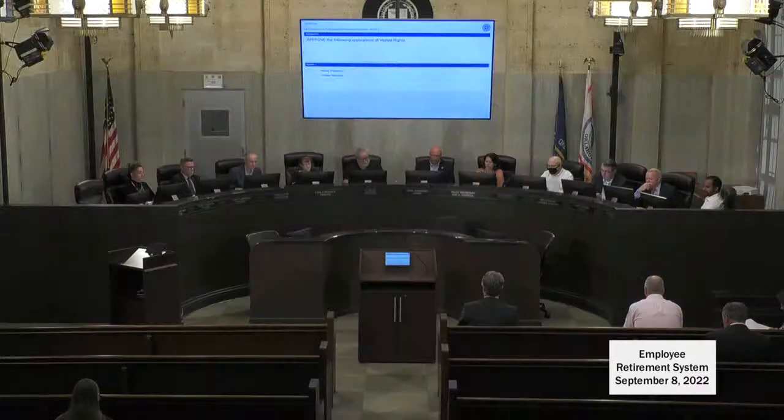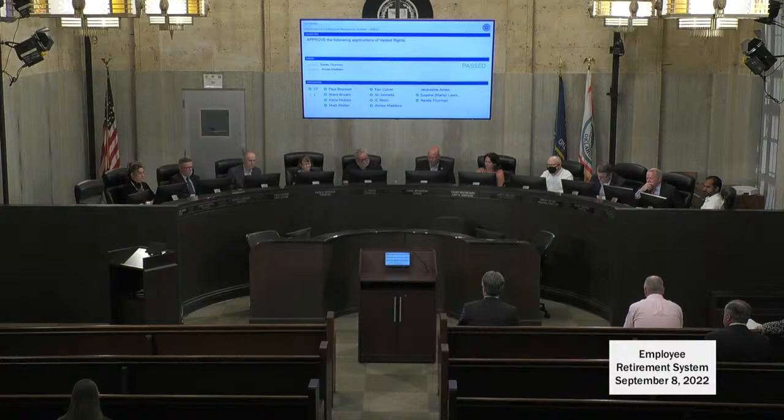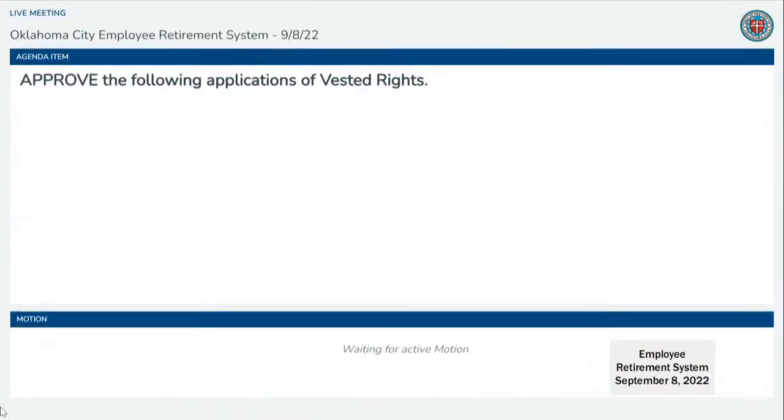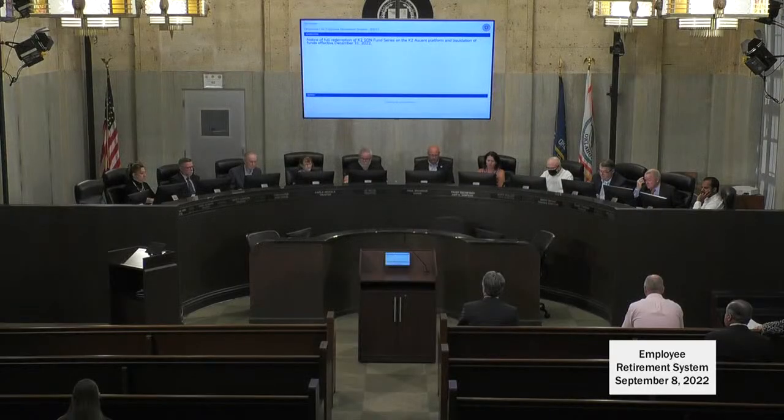Item number 10 is to approve the following application of vested rights. I have a motion and a second. Please record your vote. Item is approved. Item number 11 is items for individual considerations. Before we dive into these, Jason, would you mind getting up and just giving us an overview on what the first 3 items entail? Sure.